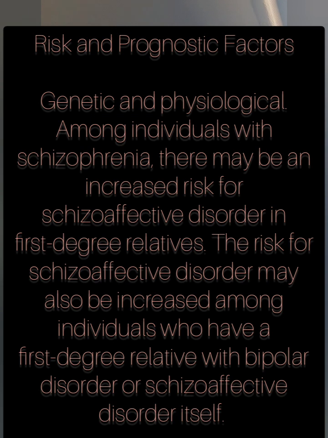Risk and prognostic factors. So yes, there are genetic and physiological aspects to be looked into with this disorder. Among individuals with schizophrenia, there is a risk of their first-degree relatives getting schizoaffective disorder. They may not necessarily get schizophrenia themselves, but they can have schizoaffective disorder. And it's the same the other way: if someone has schizoaffective disorder in the family, another member is also likely to get schizoaffective disorder, or even bipolar. They can also have bipolar and not schizoaffective disorder itself.